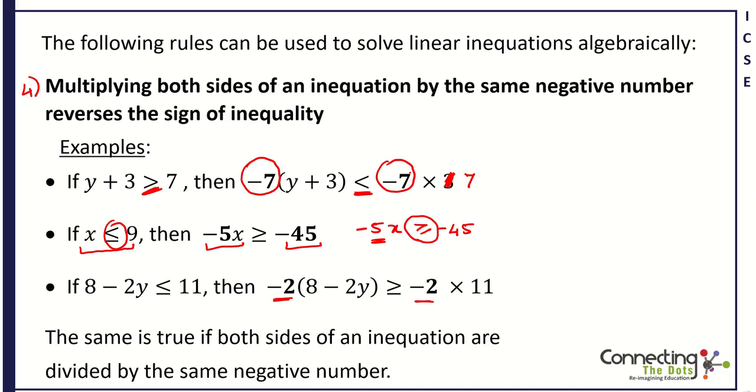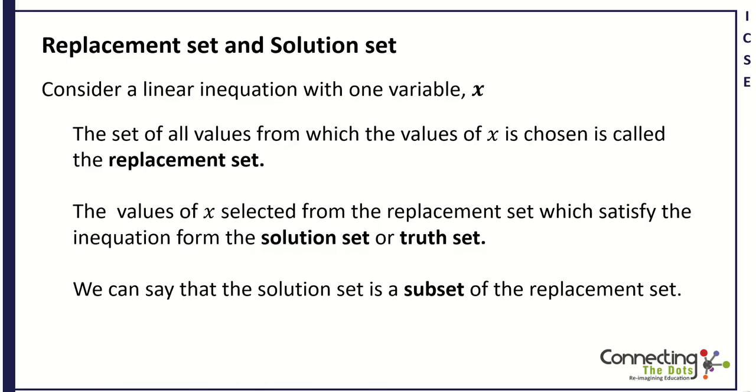The same is true if both sides of an inequation are divided by the same negative number. Let's see how that goes. Let's take this example. We start with this and we divide both sides of the inequation by the same negative number, and it reverses the inequality. So these are the rules that can be used to find a solution for an inequality.